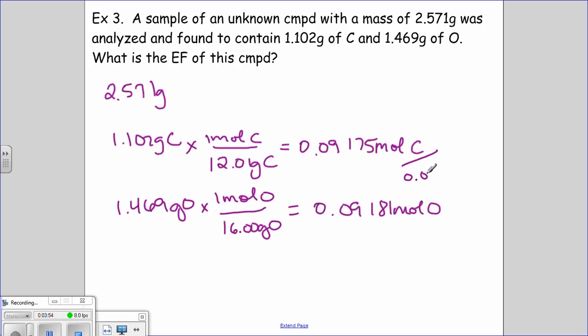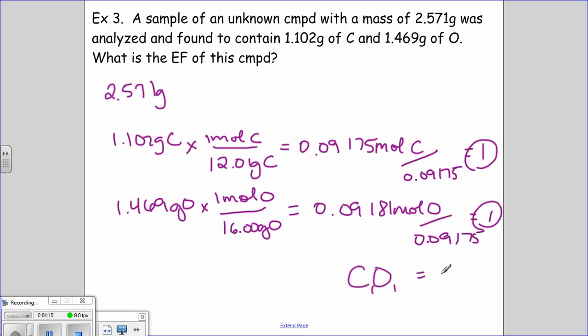So divided by 0.09175, divided by 0.09175. Those are about the same. So we know definitely this is 1. We know this is approximately 1. So when I round, it's going to be 1. And this is now going to tell you the ratio of 1 carbon to 1 oxygen. You can put 1 and 1 there, but that looks silly, so I just like to write it like this. And this is carbon monoxide, so that's a pretty easy one. And most of the time when you have an empirical formula, you should be able to recognize the simple ones, like you should know this is carbon monoxide.